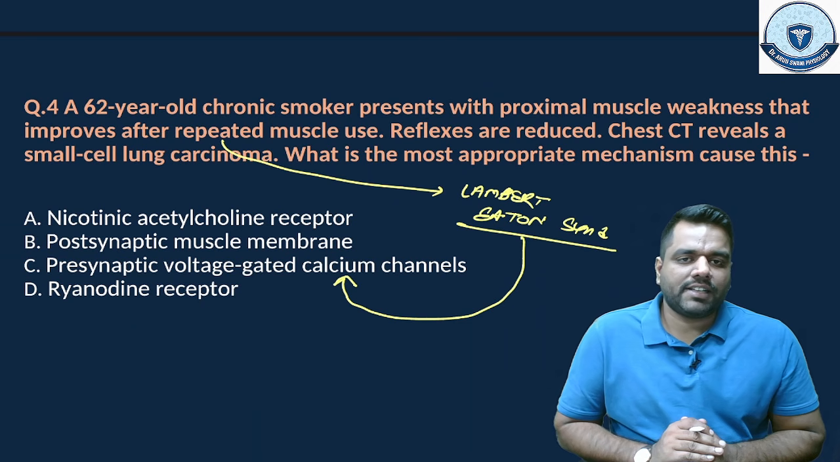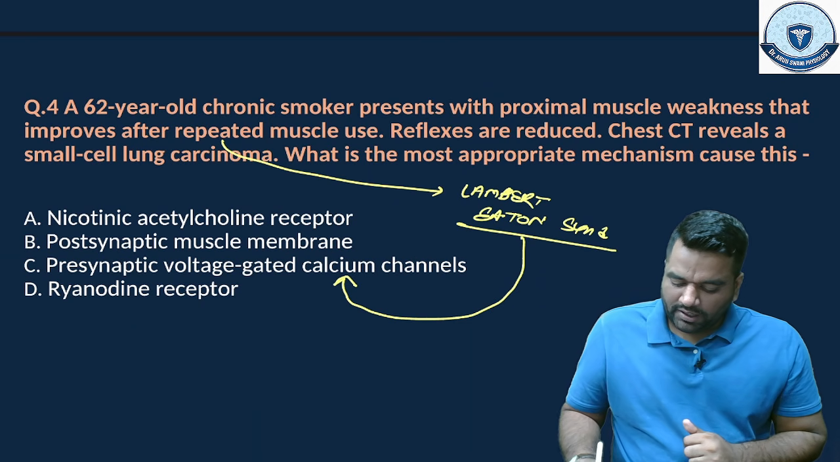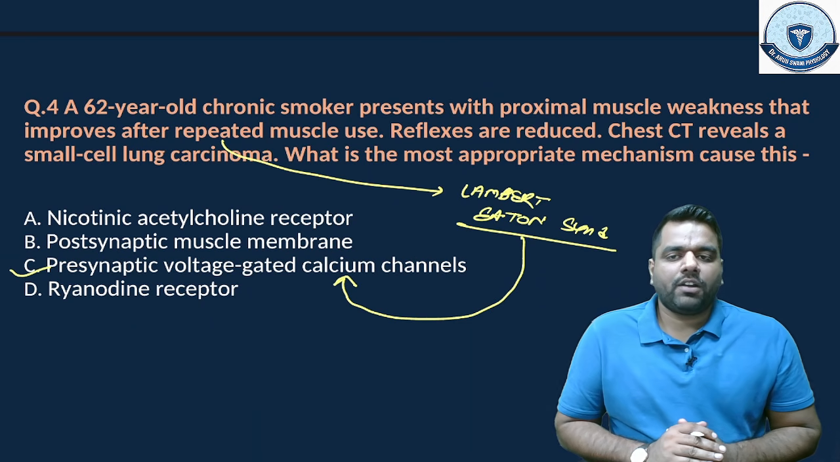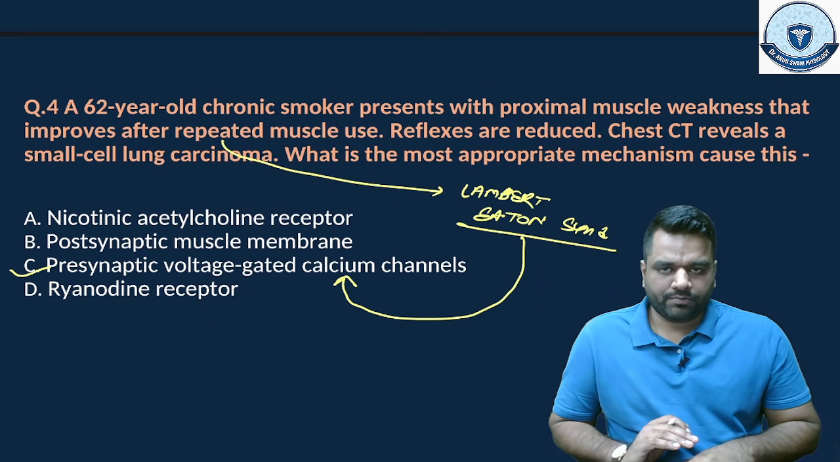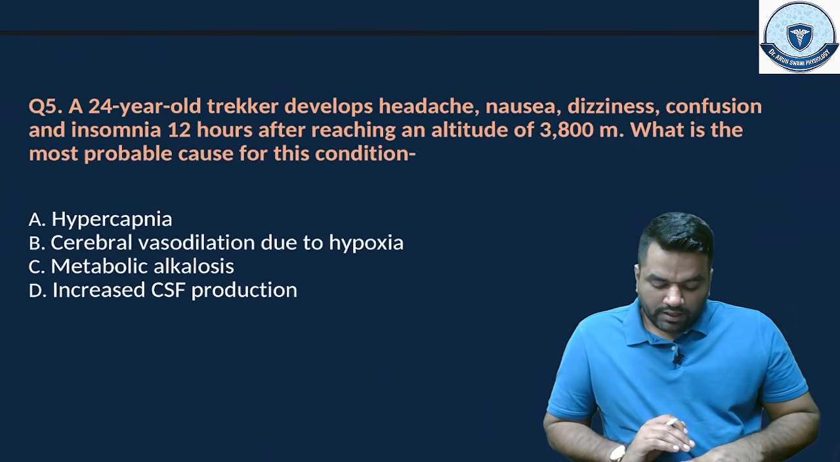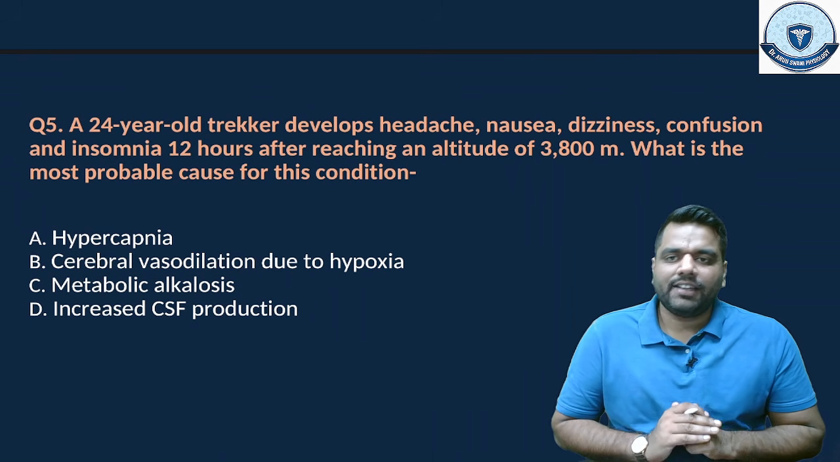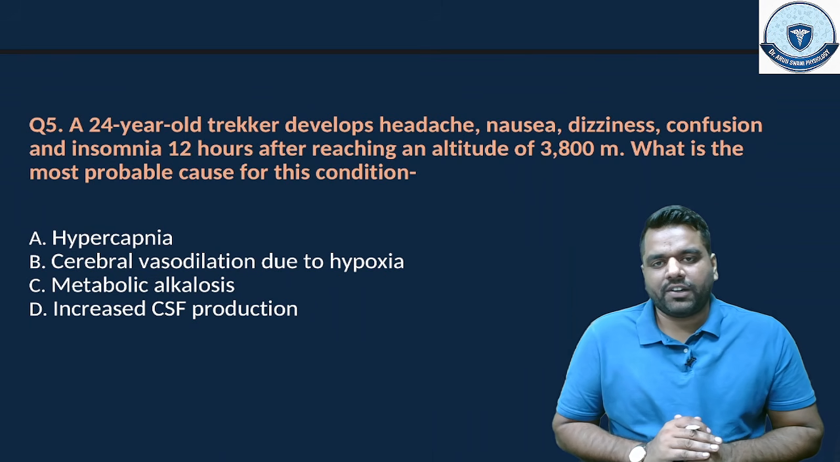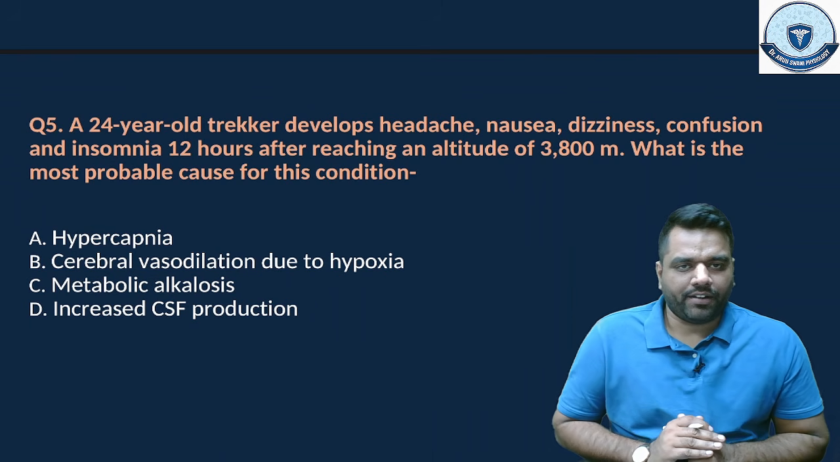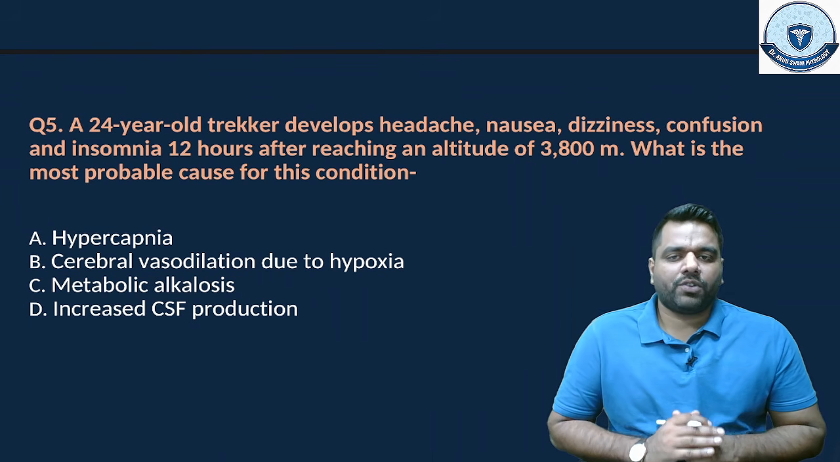So the fast calcium channel gets defective. So the right answer of this question is presynaptic voltage gated calcium channel, right? Now, coming to the next, a 24-year-old trekker develops headache, nausea, dizziness, confusion, and insomnia 12 hours after reaching an altitude of 38 meters. What is the most prevalent cause for this condition?